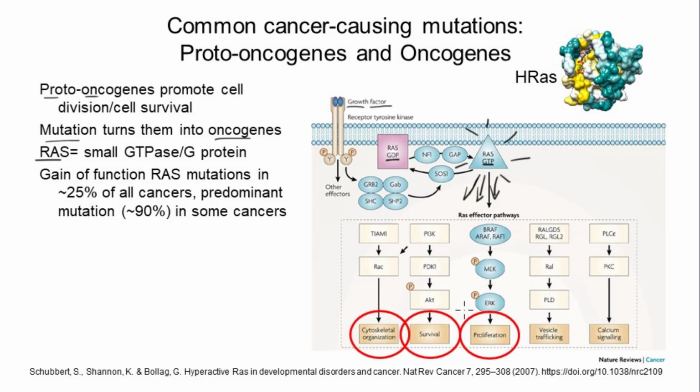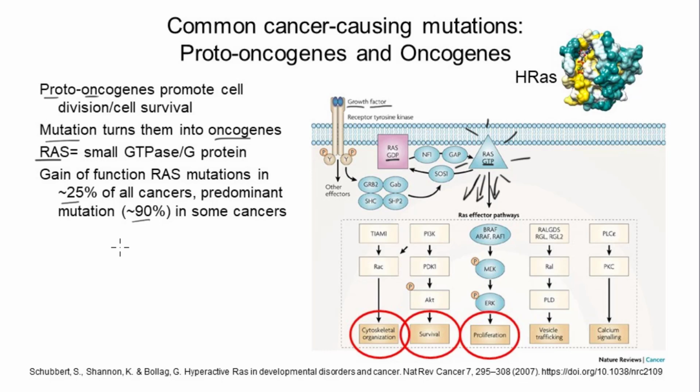RAS mutations are some of the most common in human cancers. Overall, they are found in about 25% of all cancers, and in some types of cancer, like pancreatic cancer, they are the most prevalent mutation found, occurring in over 90% of cases.